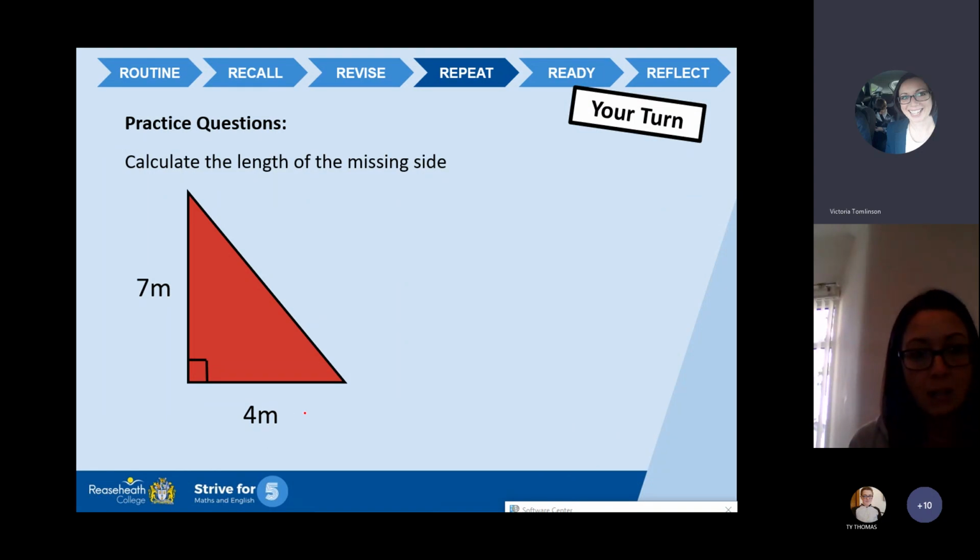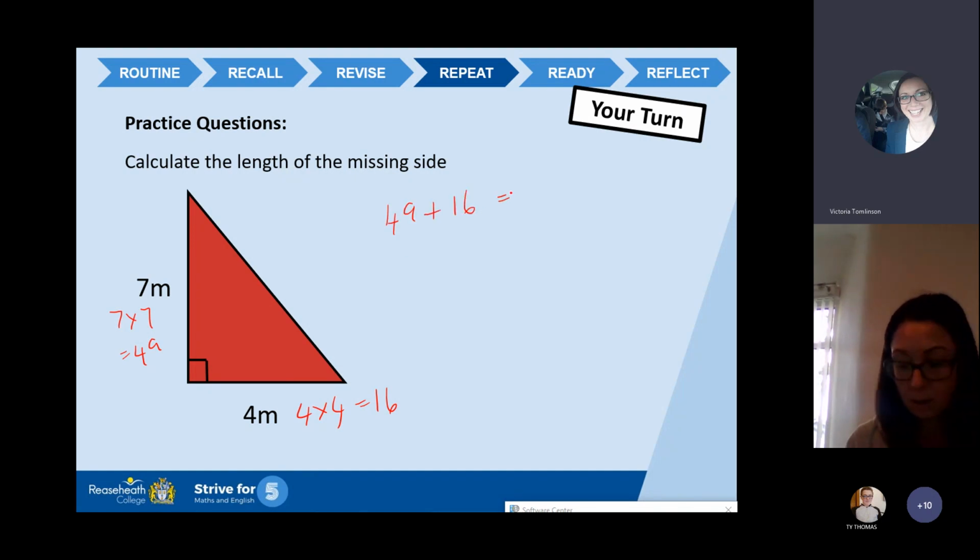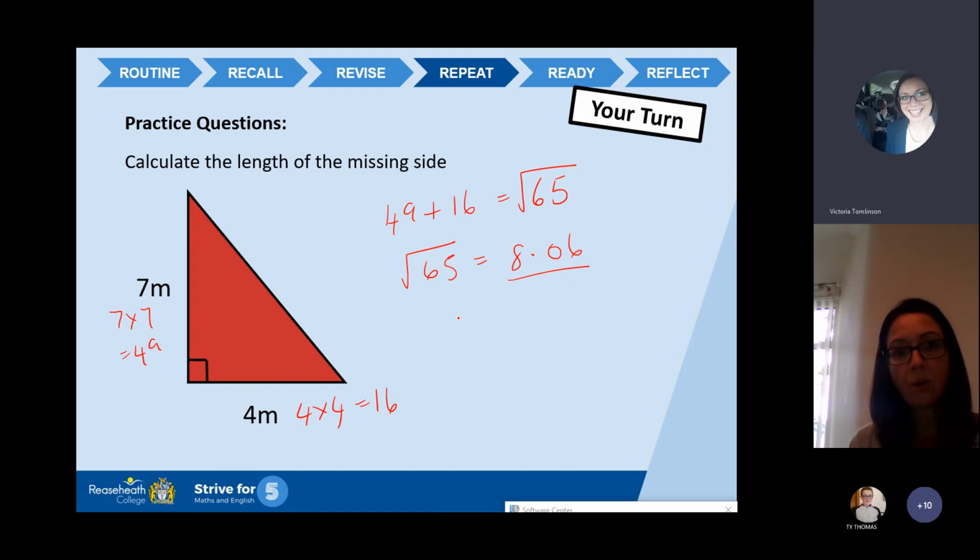So you square both of these: 4 times 4 is 16. Square this one: 7 times 7 is 49. Add the two together, is 65. And then you have to do the square root at the end. That is something lots of people have been forgetting, so I've sent a few messages to people. Don't forget to square root it at the end. So the square root of 65 is 8.06. So square both numbers, add them together, and then square root it at the end.